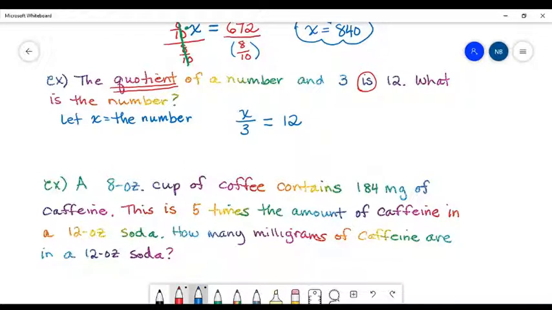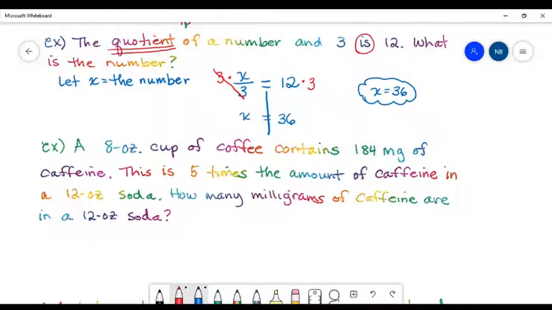Now we want x by itself. Currently x is being divided by 3. We need x by itself. So I need the 3 to cancel. So what I do is I put a 3 in the numerator with the x, because 3 divided by 3 makes a 1. Now if I multiply the left side by 3, I have to multiply the right side by 3. And I get x equals 12 times 3, which is 36. So the number is 36.